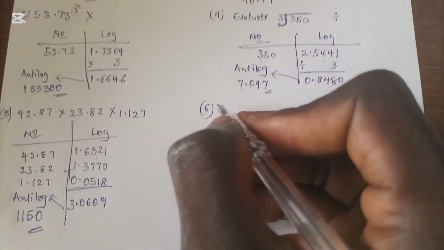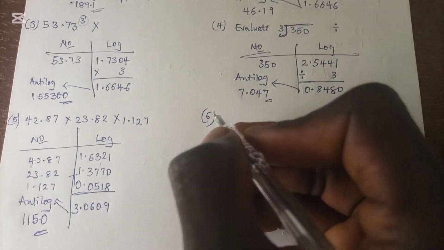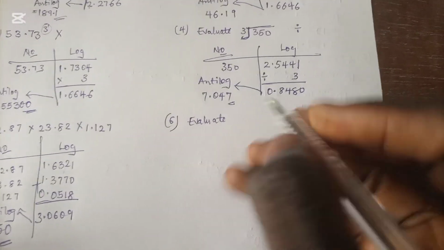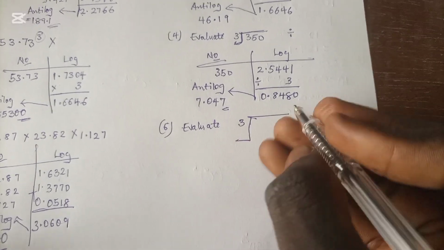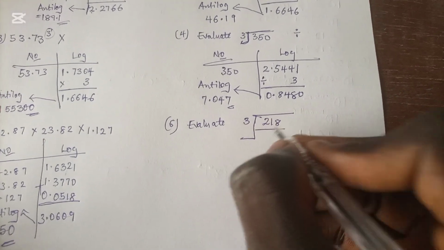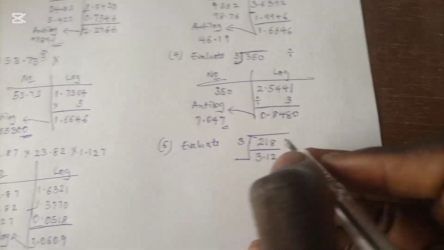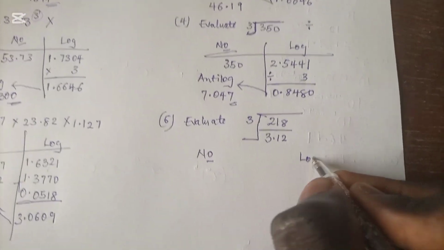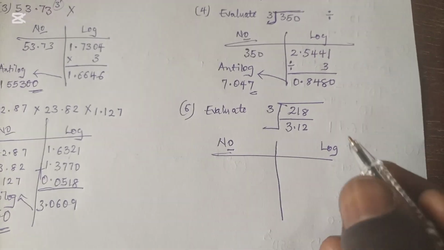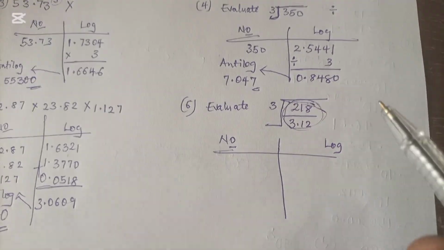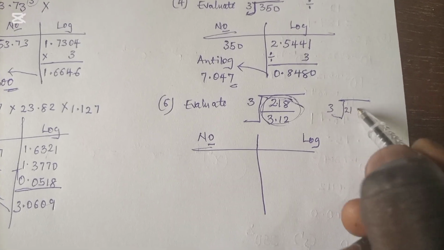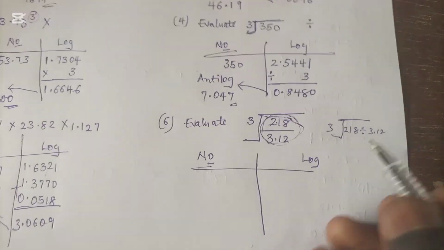So let's move on to number 6. And this is more complex, I need to be vigilant. We have to evaluate the cube root of 218 over 3.12. You see, this is application of more than one of the laws we have been using. So you set out number and log. I advise the first thing you do is you firstly solve what is inside, then you apply what is outside. So you can write this as 218 divided by 3.12. Then you solve this before you apply what is outside.